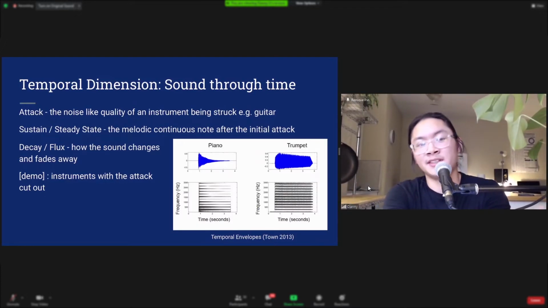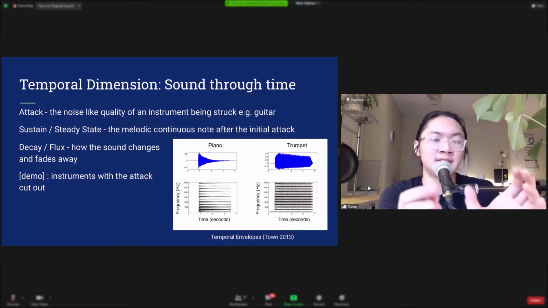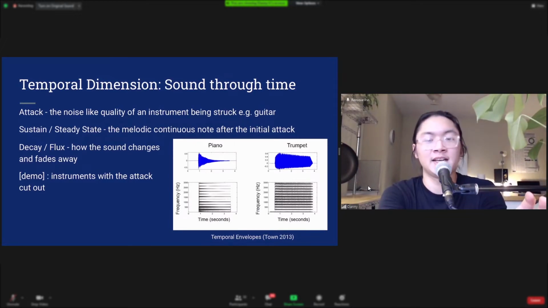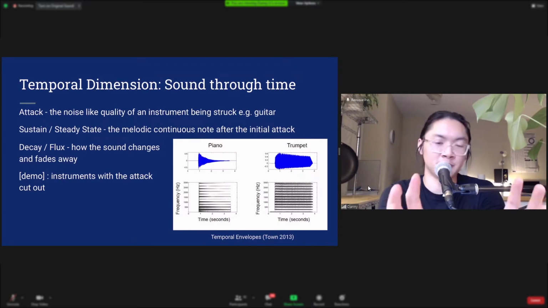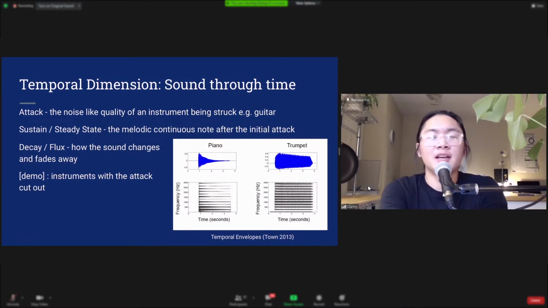The second part of the temporal dimension is the steady state or the sustain. And this is the continuation of the note after the initial attack. This part is mostly based on the overtone series, which we just talked about. Lastly, the decay or the flux, how the sound changes and fades away.